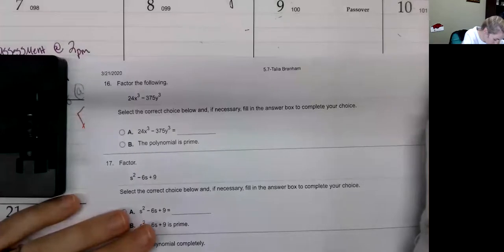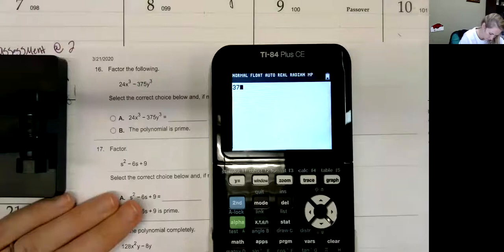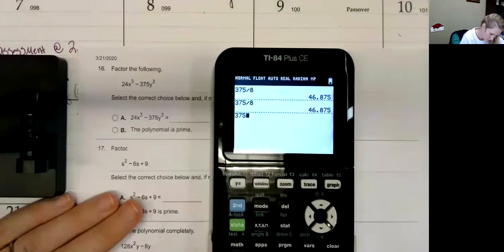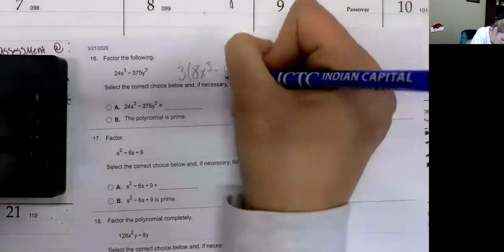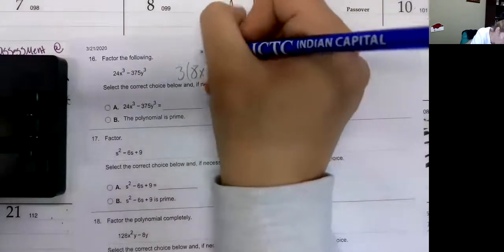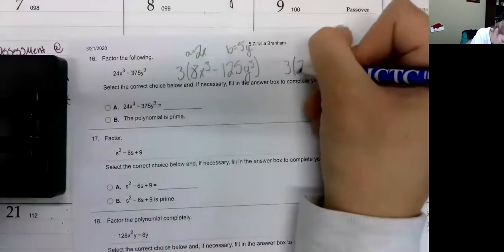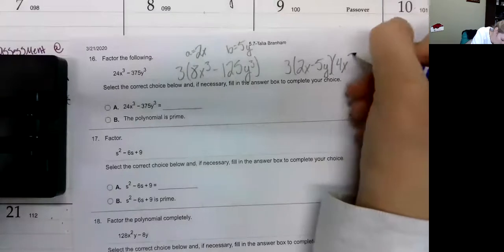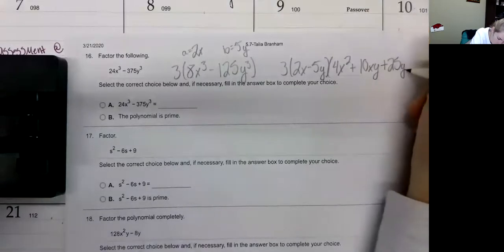What goes into 24 and 375? No. No. No. Three. Why didn't I start there? Alright, so we're factoring a 3 out. So I'd have 8x cubed subtract 125y cubed. And the cube root of this would be 2x, and the cube root of this would be 5y. So I have 3 times 2x subtract 5y times 4x squared plus 10xy plus 25y squared.